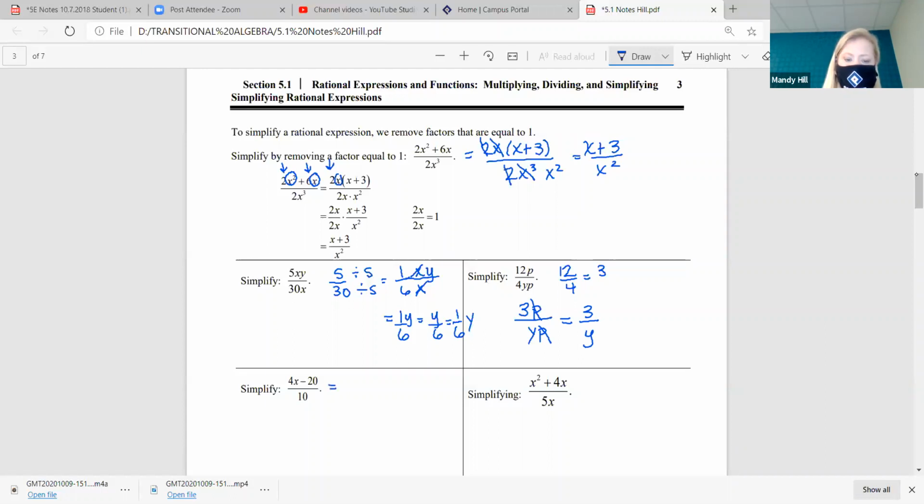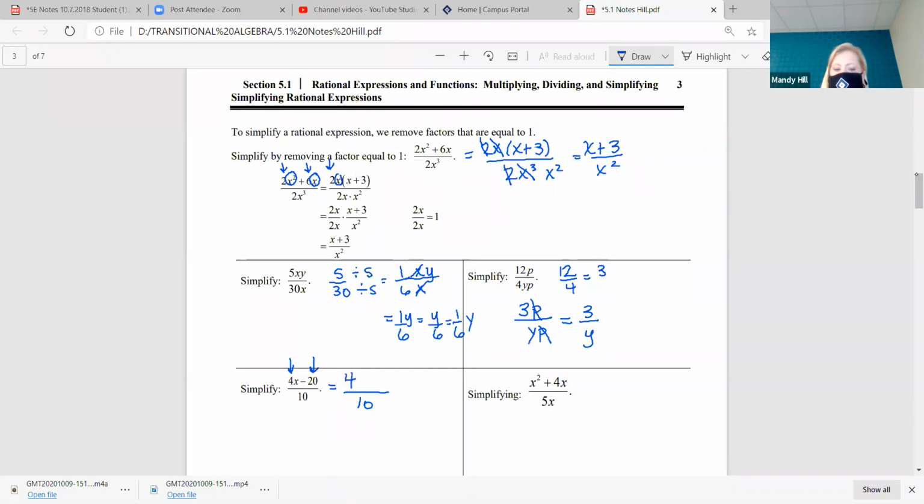Okay. On this one, this is a little bit different. I'm going to leave this 10 alone for right now. But on the top, I've got this subtraction. So this makes it a little bit more difficult. But is there anything that 4 and 20 have in common? The biggest thing that 4 and 20 have in common?